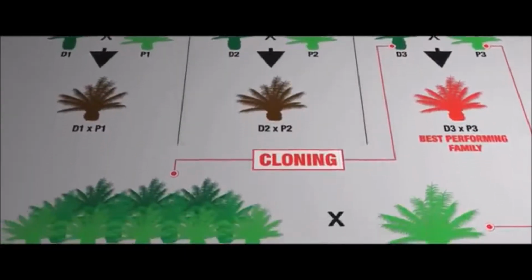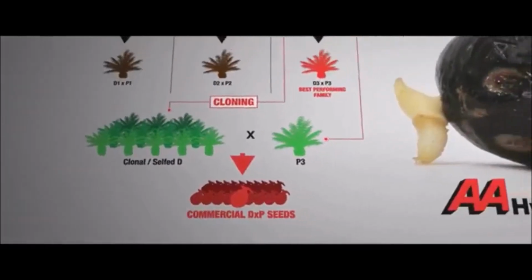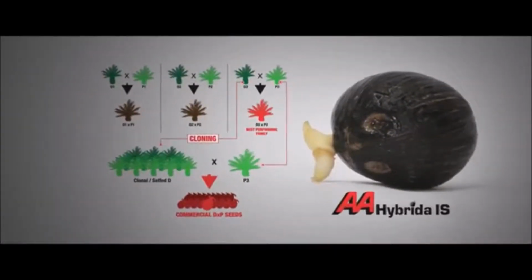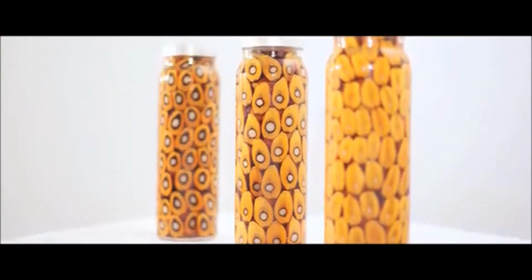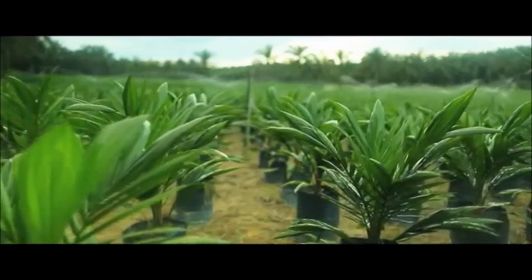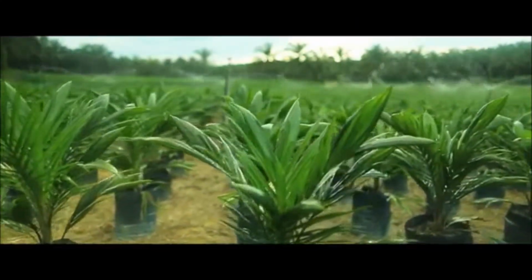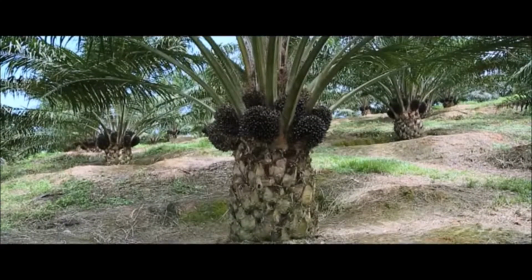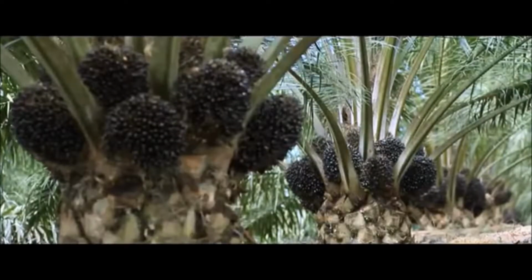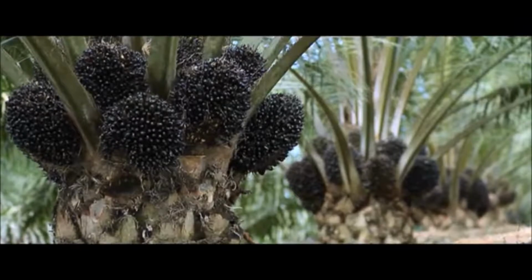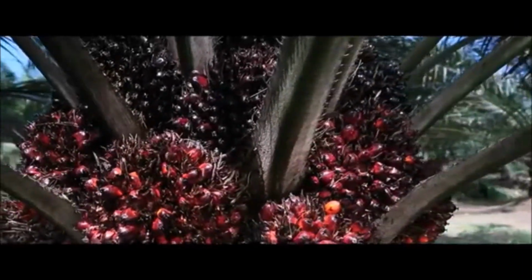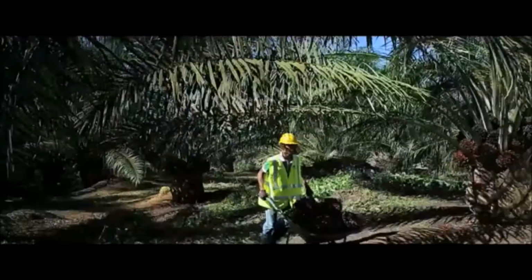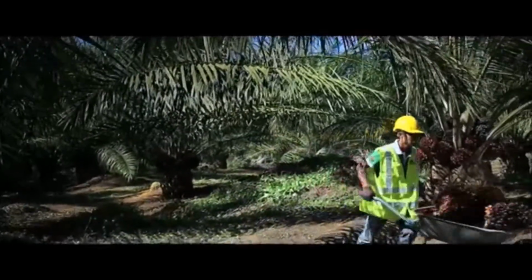The AA Hybrida 1S is our latest D x P hybrid semi-clonal seed, a hybrid of our elite clonal Deli Dura and Dumpy Yangambi Avros. It combines the renowned dumpy characteristic of our previous hybrid with the high bunch number characteristic of the Yangambi. The end result is an oil palm variety with 22% more oil yield. Let's take you on a tour on how it's done.